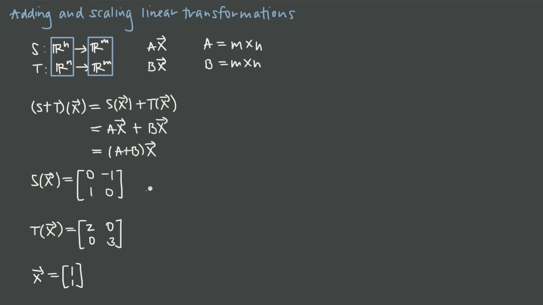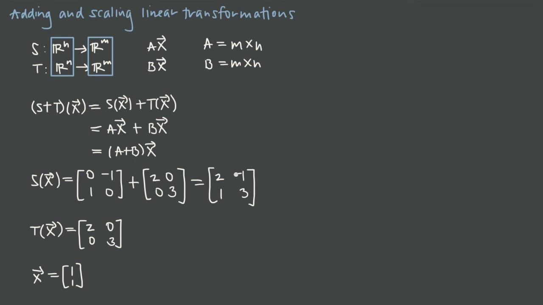So when we add the matrices, let's go ahead and put this 2, 0, 0, 3 up here so that we can add these. So the sum then will be 0 plus 2 is 2, negative 1 plus 0 is negative 1, 1 plus 0 is 1, and 0 plus 3 is 3. So this will be my transformation matrix. It's the sum of the two transformations.